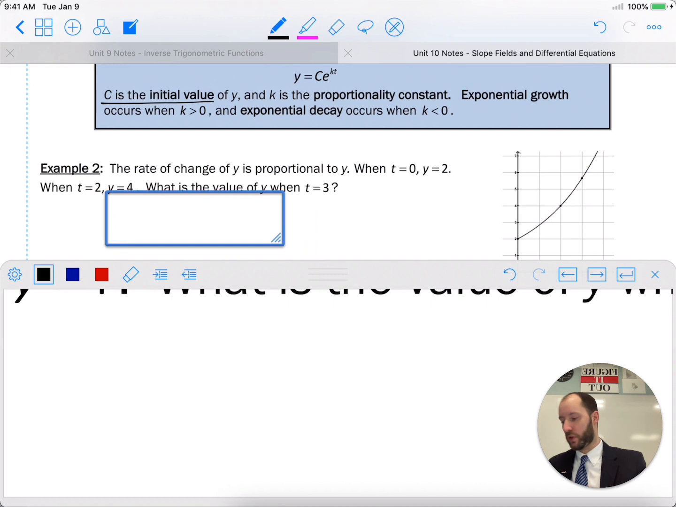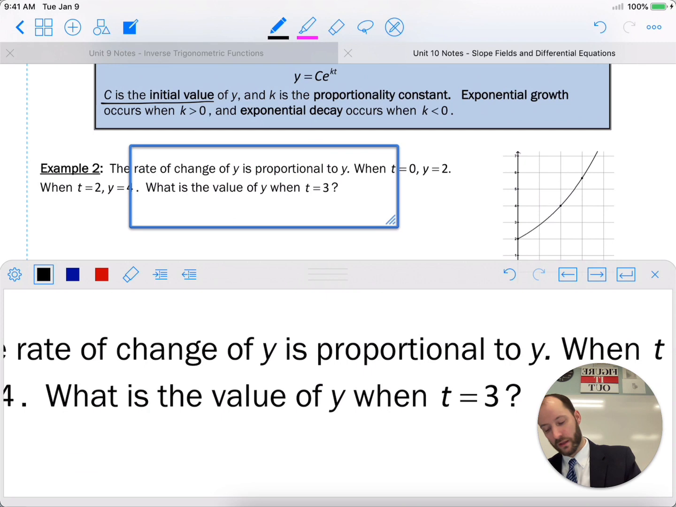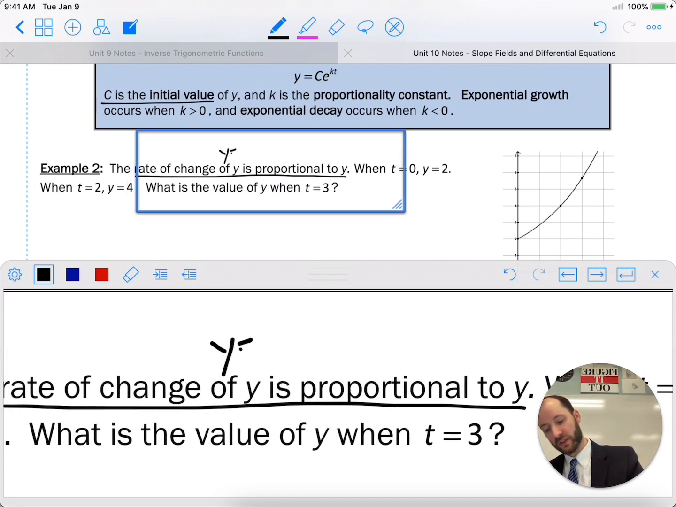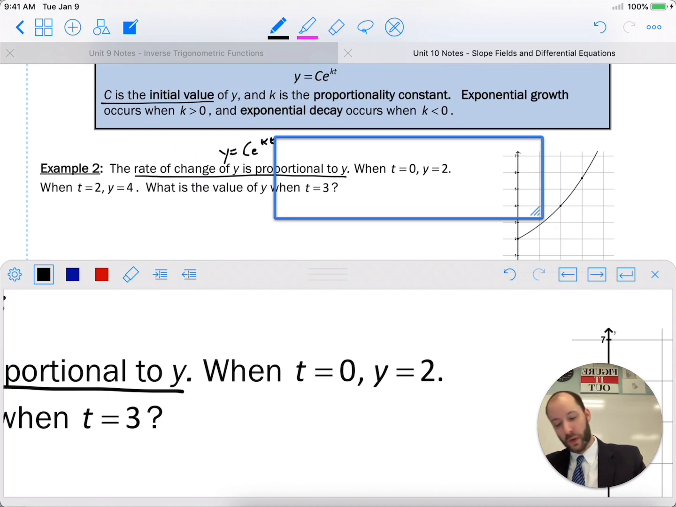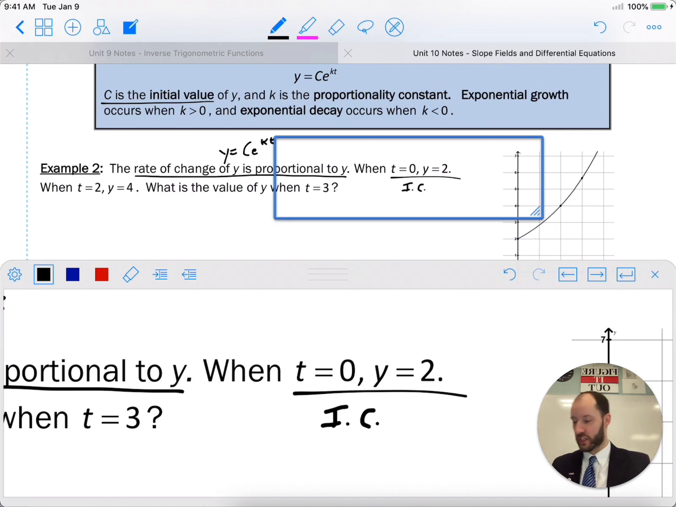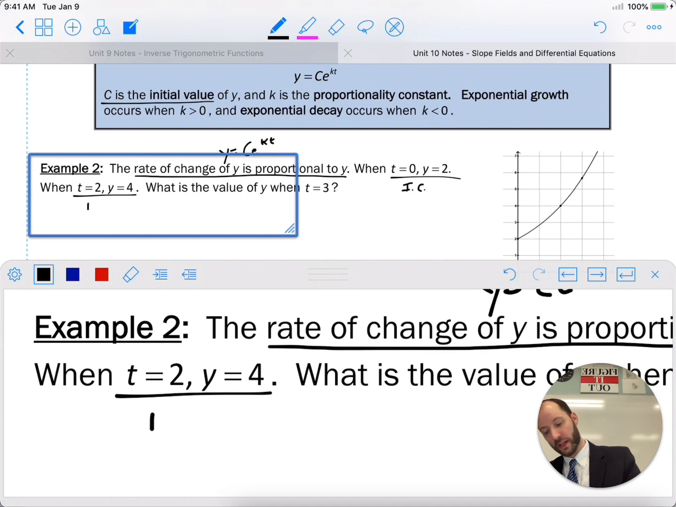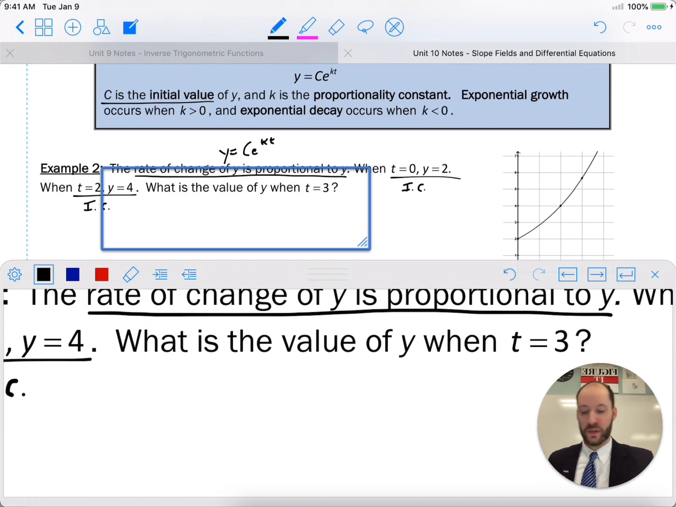Let's walk through an example, okay? So the rate of change of y is proportional to y. So we have that language, the rate of change is proportional. So y equals c times e to the power of kt. When t equals 0, y equals 2. That's an initial condition. When t equals 2, y equals 4. Another initial condition. What is the value of y when t equals 3?